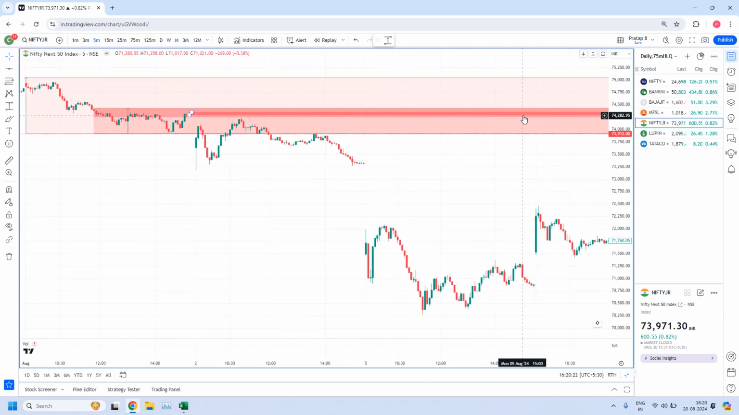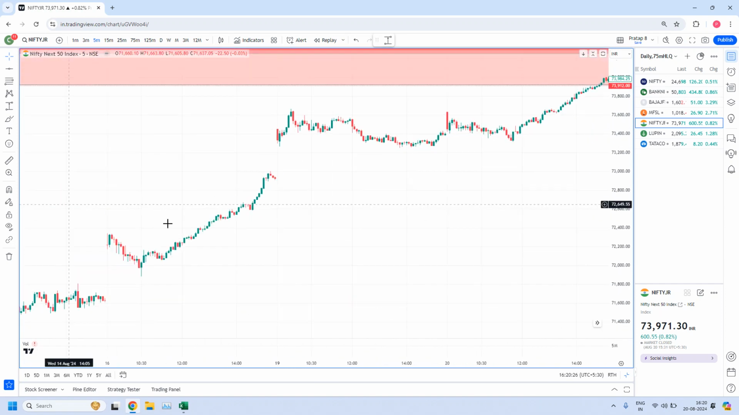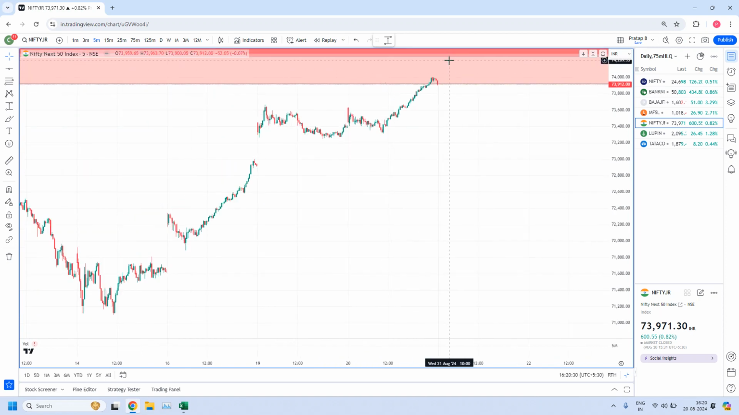But today prices didn't come up to this fine-tuned area. So that's why we didn't get a trade opportunity in Nifty Junior. But remember this analysis, maybe in future prices may again reach this fine-tuned area, and that day you may get a good trade.